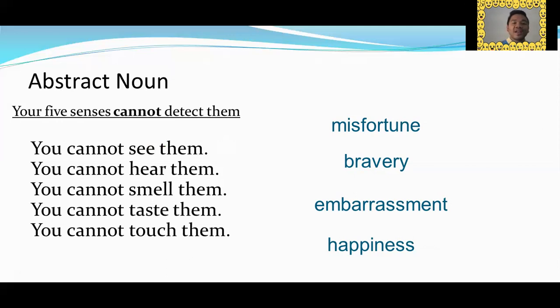Now, if you don't have any questions about abstract noun, let's proceed to concrete noun. Abstract, concrete. Now, can you guess the difference? Or can you tell me what it means, concrete noun? If abstract nouns are nouns that you cannot see, you cannot touch, you cannot smell, you cannot taste, you cannot hear, concrete noun is the opposite. The opposite means that concrete nouns register on your five senses.